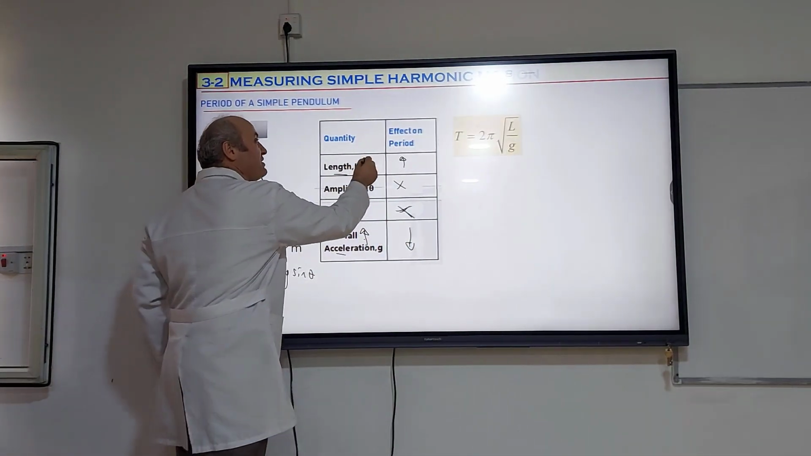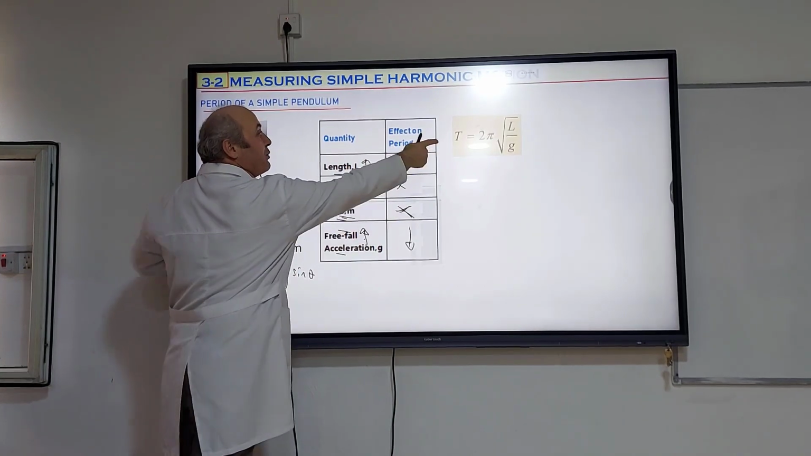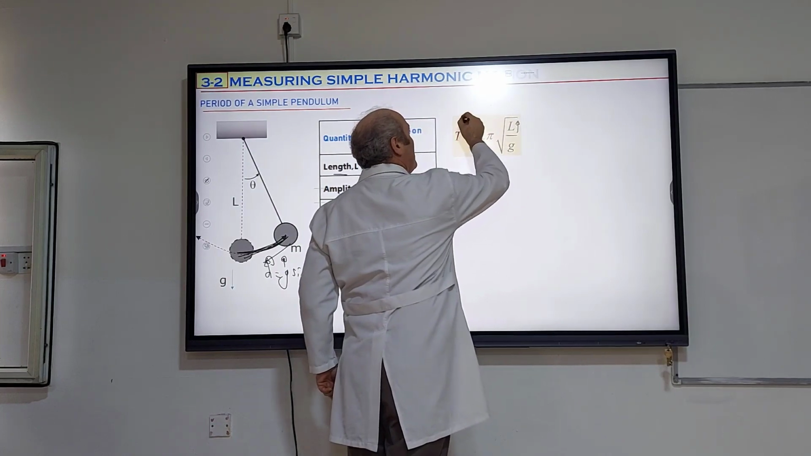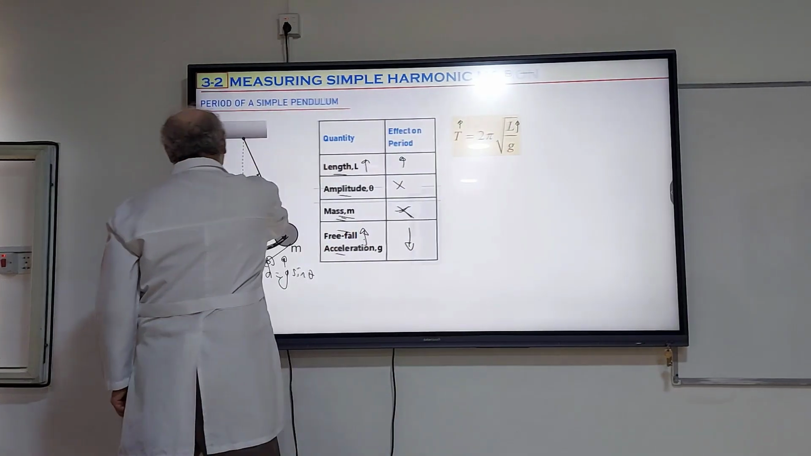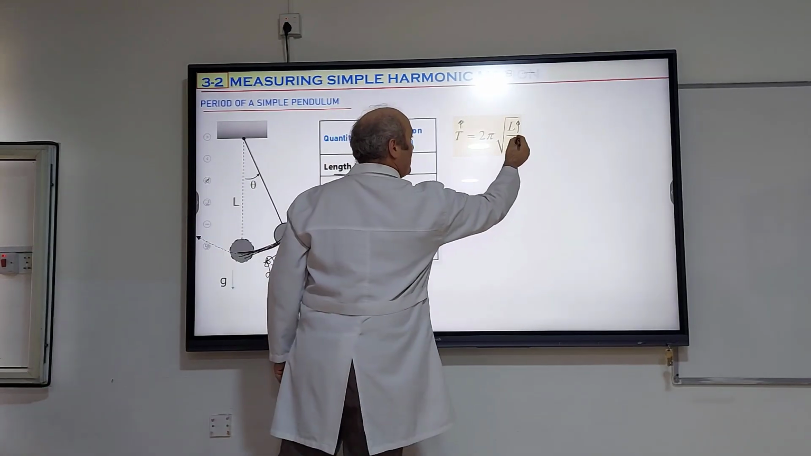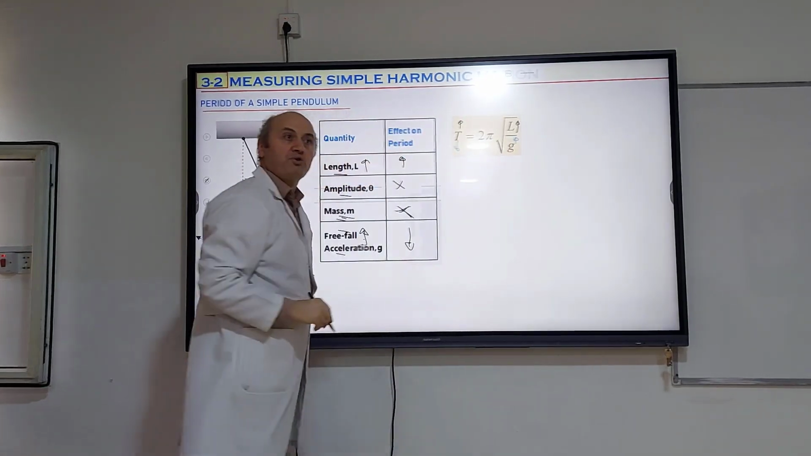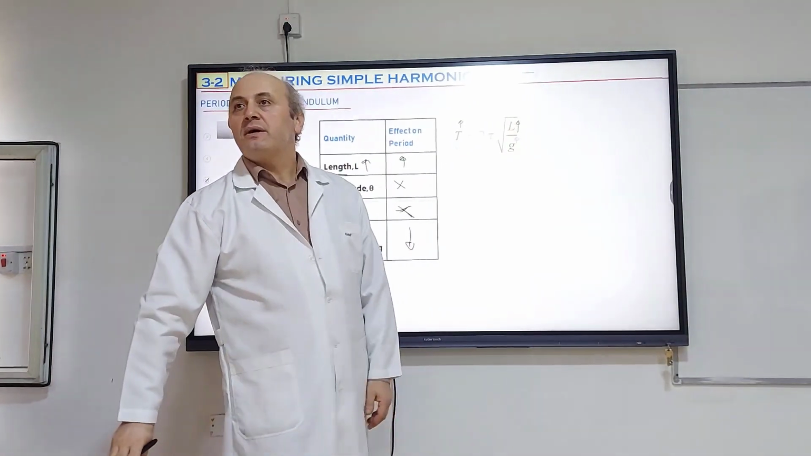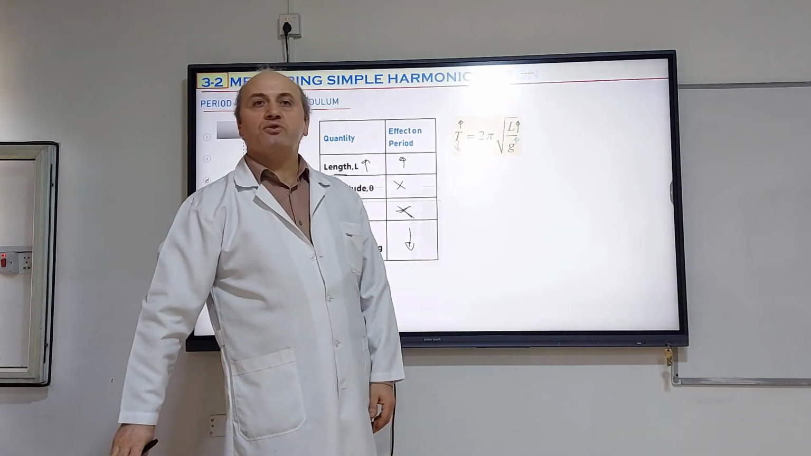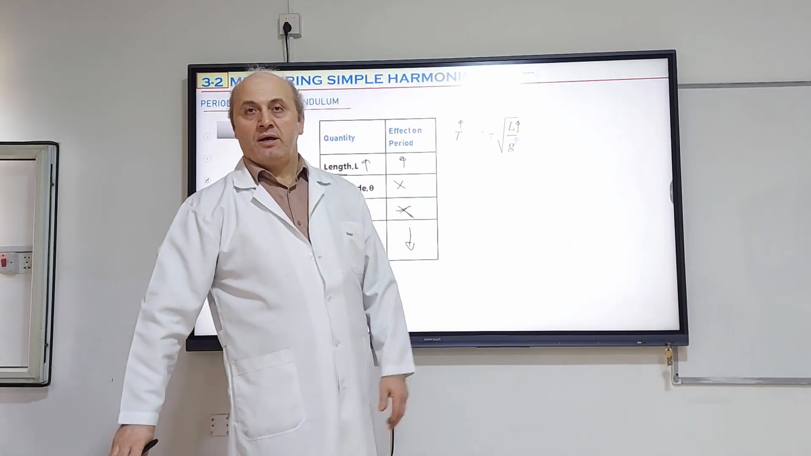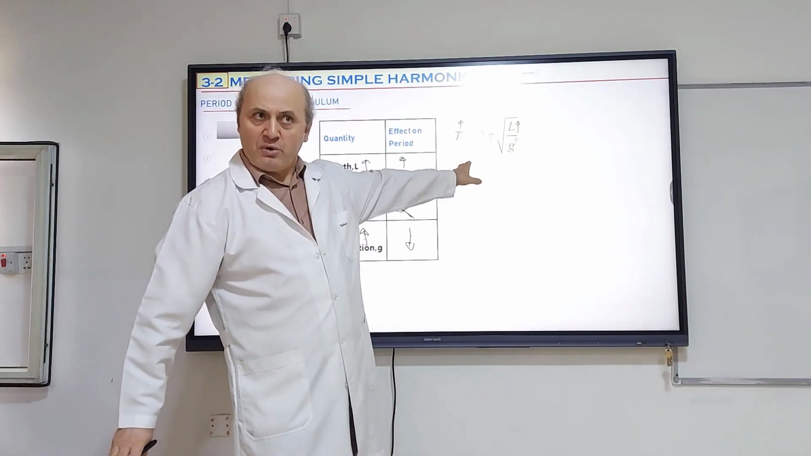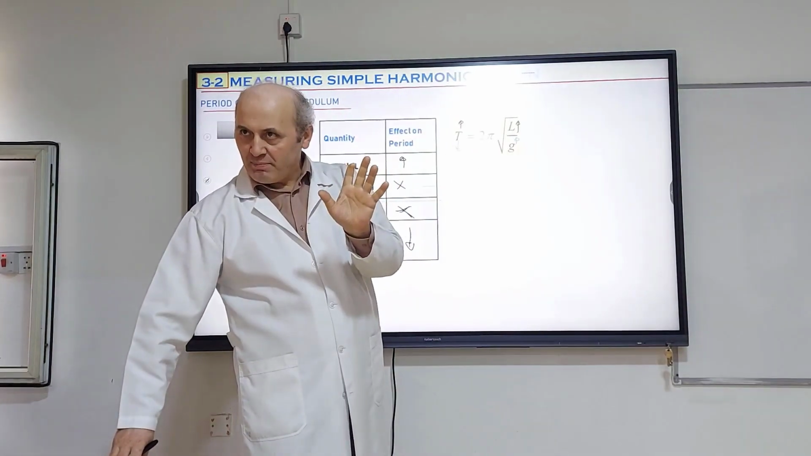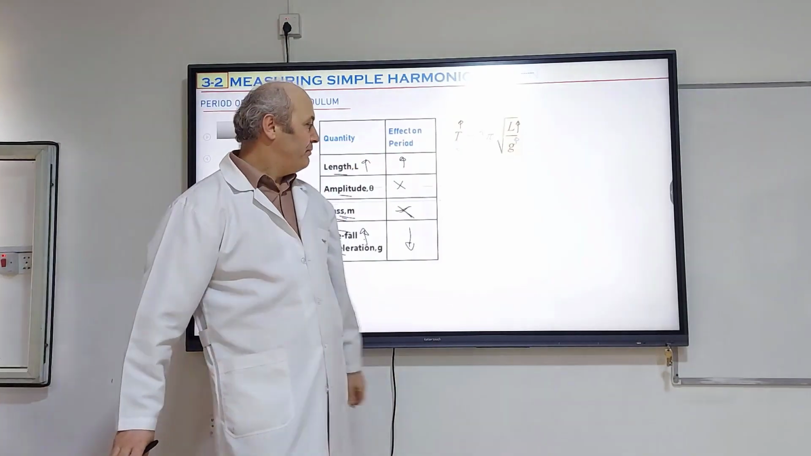But if length increases, period increases. That's why the equation for T is what? 2 pi, yes, as length increases, period increases. But as g increases, period decreases. 2 pi root of L over g is the equation for calculating the simple pendulum's period. Amplitude, is it in the equation? No. Why not? Because amplitude does not affect the period of a simple pendulum.